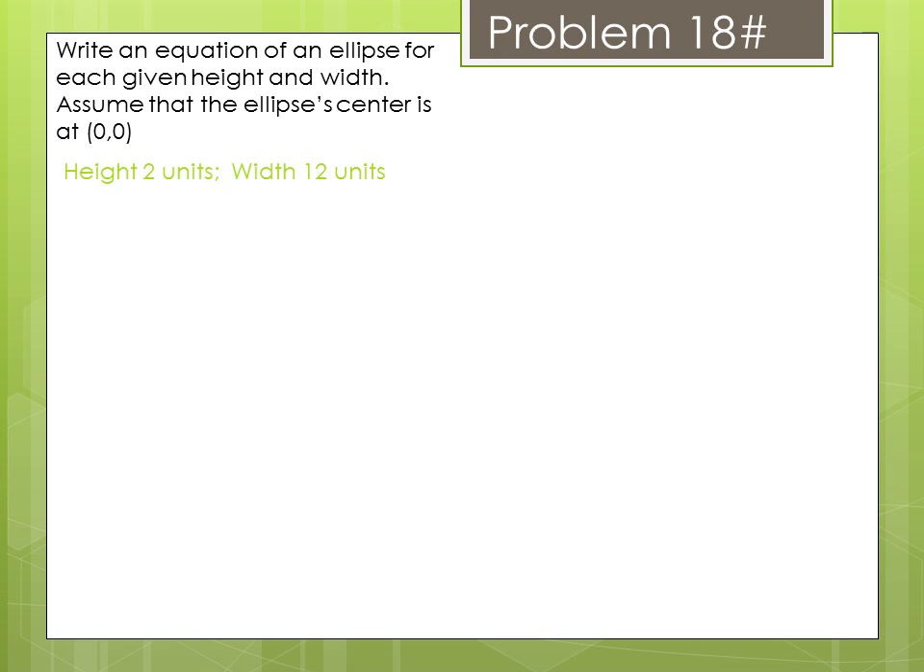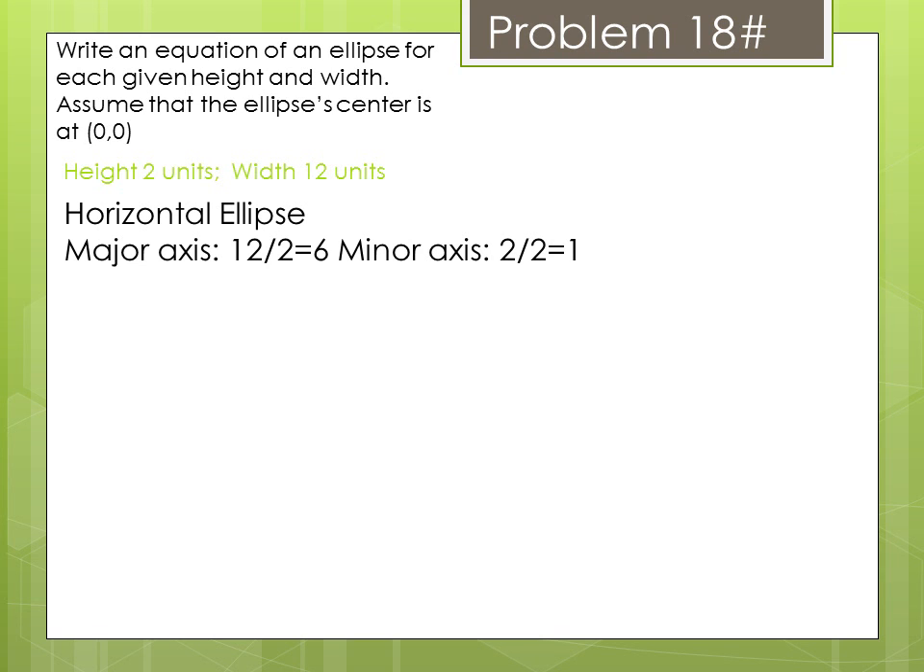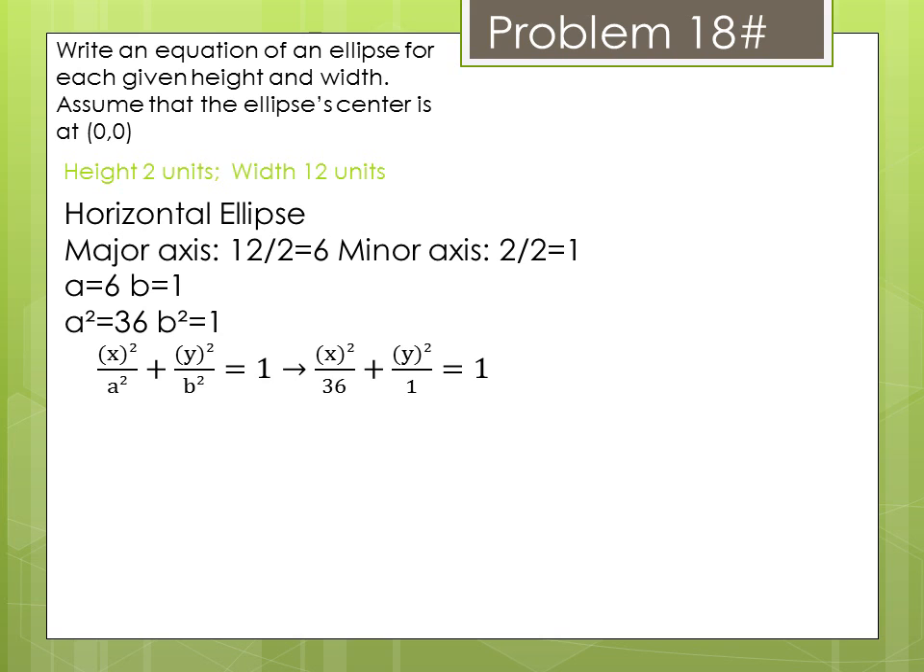Same thing, but this time the height is 2 units and the width is 12 units, meaning it's still a horizontal ellipse, with a major axis of 12 and a minor axis of 2. Again, we have to divide both the major and the minor axis by 2, giving us 6 and 1. Our a is going to be equal to 6 and our b is going to be equal to 1. a² is equal to 36 and b² is equal to 1. Here's the equation for an ellipse, and we just plug that in.